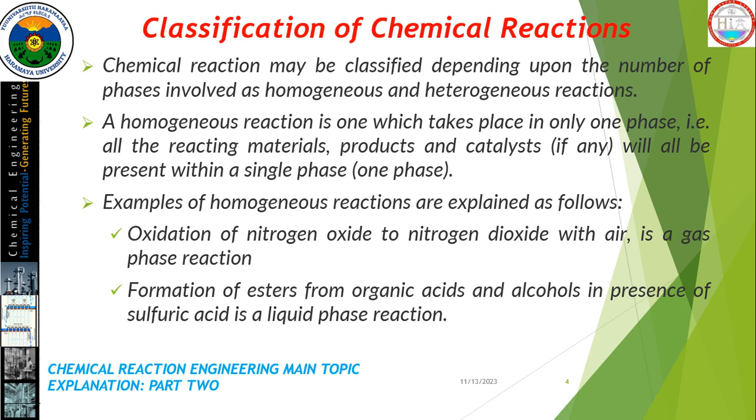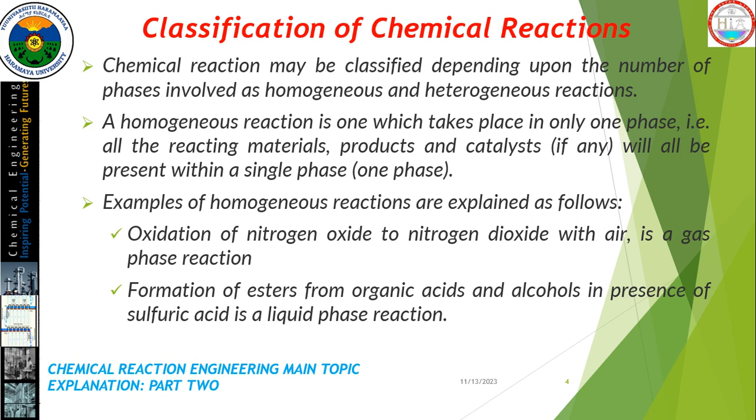Let us see an example of homogeneous reactions. For example, the oxidation of nitrogen oxide to nitrogen dioxide with air is a gas phase reaction. Actually, NO plus 1/2 O2 gives us NO2, nitrogen dioxide. This reaction is considered as a gas phase reaction. Normally this reaction exists only in one phase.